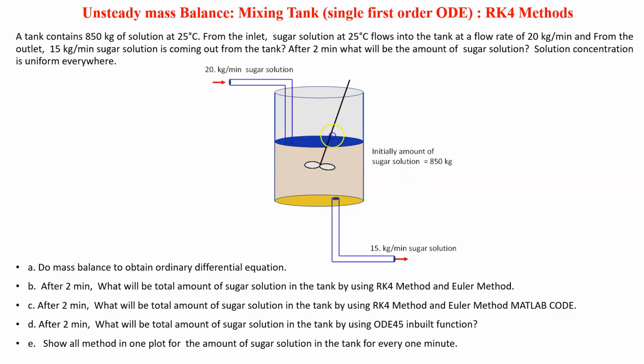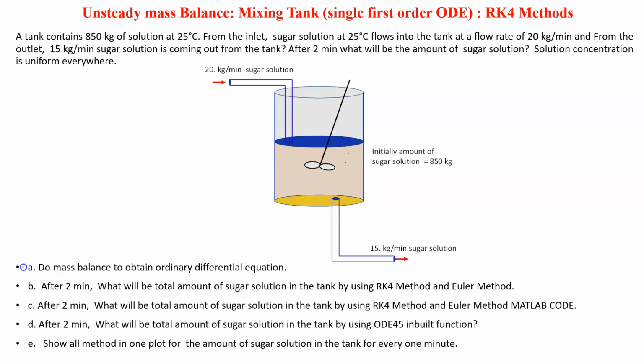Now this is a tank and there is one inlet. From this inlet 20 kg per minute sugar solution is coming in and 15 kg per minute sugar solution is coming out. Initially 850 kg of sugar solution is inside the tank. Now after 2 minutes, what will be the sugar solution? So what will be the total amount of sugar solution in the tank? We have to calculate that by using the RK4 method and Euler method.